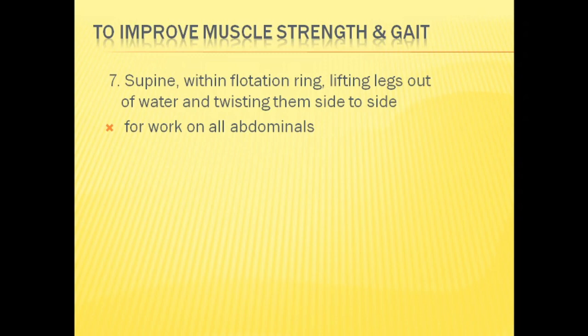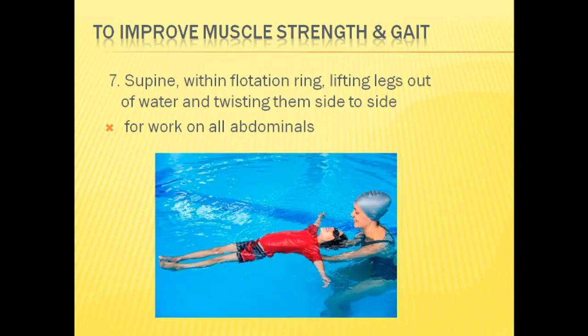Now, supine with a floating ring, lifting the legs out of the water and twisting them side to side for work on all abdominals. So, the child is in supine position. Okay, either the therapist helps to maintain the position or using the floating ring. Okay, now the child has to lift their legs out, both legs out, then twist them side to side. So what happens, the abdominals will work. Okay, so by this method you can enhance the abdominal strength.